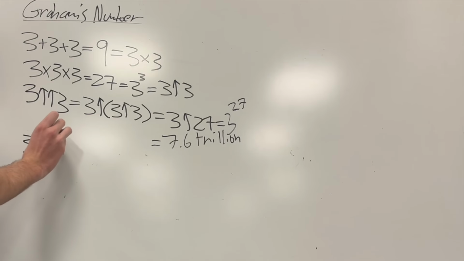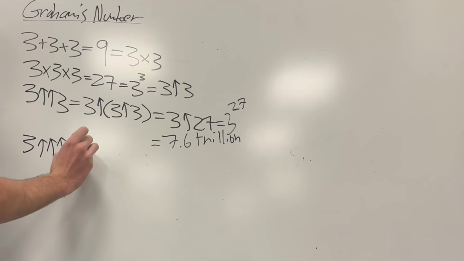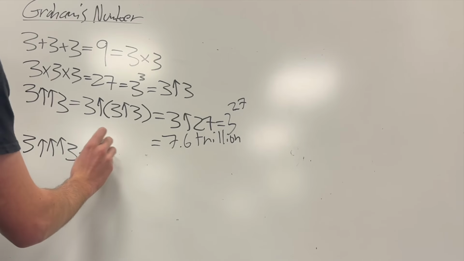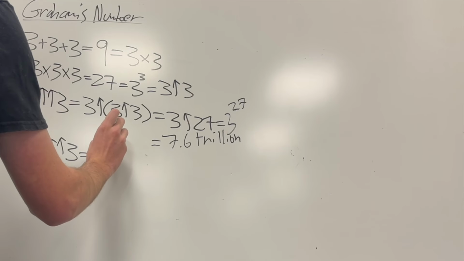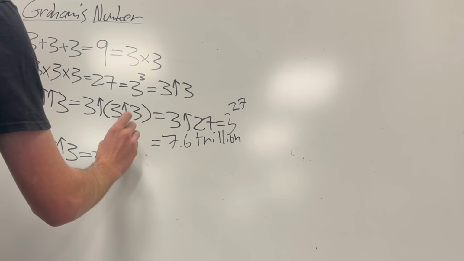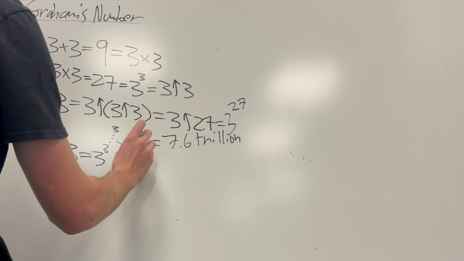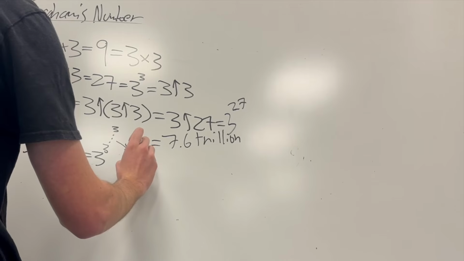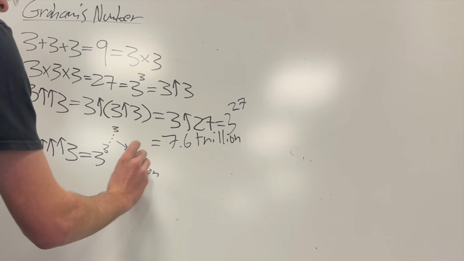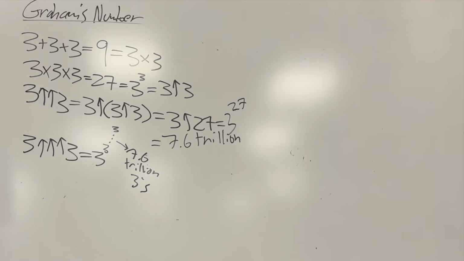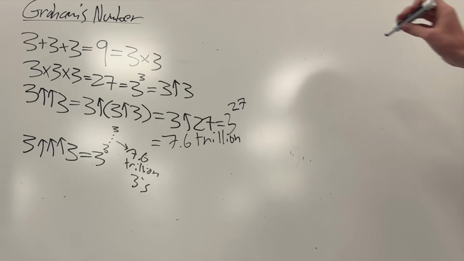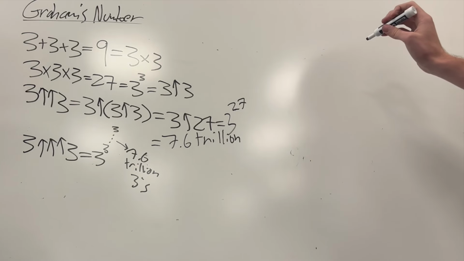Let's try 3 arrows. How big of a number would this be? Well, if you were to simplify everything down, what you'd end up finding is that it's a stack of 3s, like 3 to the 3 to the 3 to the 3, and that stack of 3s is 7.6 trillion 3s high. So, gigantic number. I mean, this is not something that we could ever really conceive of. It's so gigantic, but we're still not even close to Graham's number.